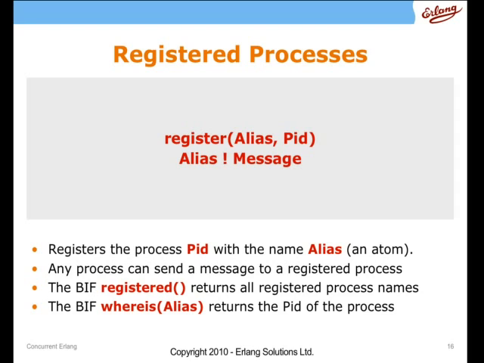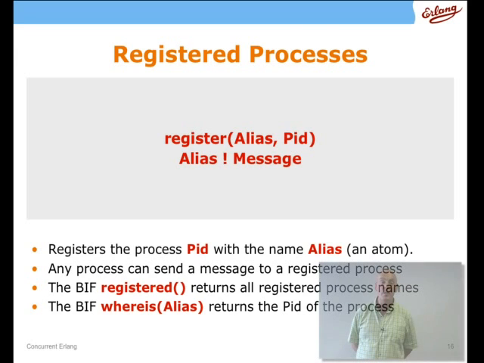Any process can register a PID, and once a process is registered, any other process can send a message to it. We can find out what the registered processes are by calling the registered BIF, and we can find out the PID of a process by calling whereis with its alias as argument. Let's take a look at an example of this in practice.